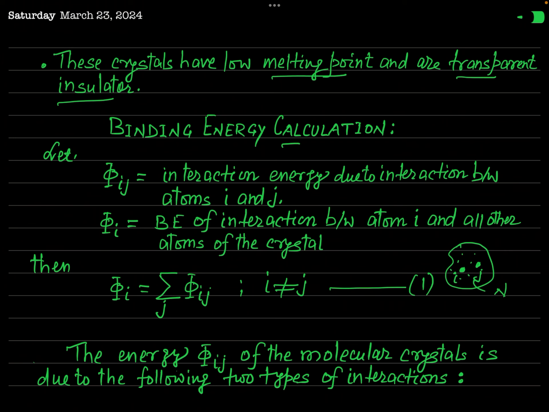Now you know that there will be an interaction between this ith and jth atoms, and due to that very interaction between i and j, an interaction energy will be developed. So due to the interaction between i and j, we consider this phi_ij is the interaction energy.